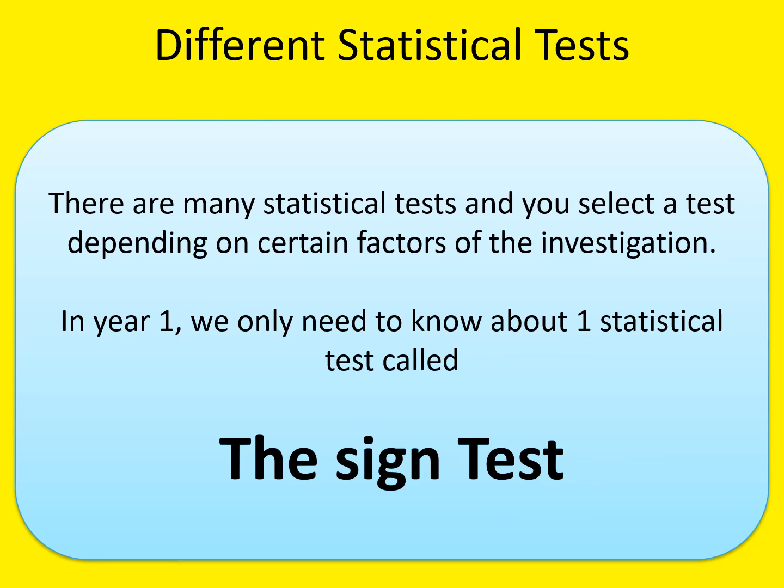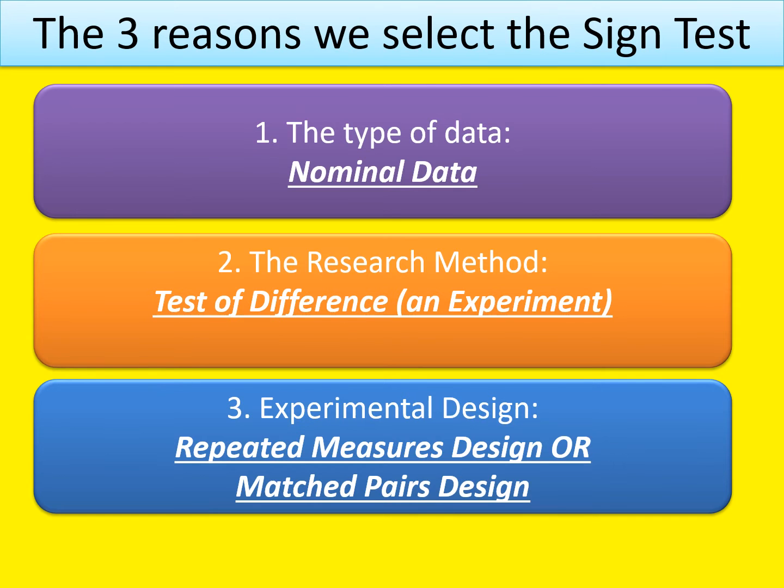So there's lots of different statistical tests, and when you're in year 2, you will be learning about 8 of them, you lucky things. But in the first year, in year 1, we only need to know about one statistical test, and it's called the sign test. The 3 reasons we select the sign test are important to know because that could come up in the exam. They might ask you a straight question, what are the 3 reasons that we select the sign test, or they might ask you a harder question, such as name 1 or 2 reasons we select the sign test and refer to the stimulus, but we'll cover that a bit later.